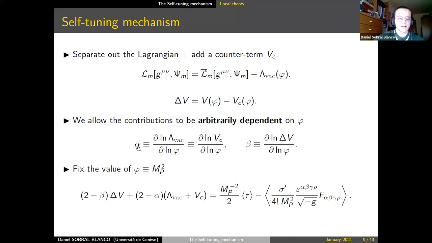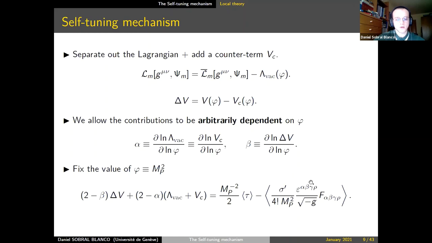So the constraint from the variation with respect to the Planck mass will take this form here, where we have this, which now depends on these parameters, and has this additional term here coming from the three-form sector. An interesting point here is that even if we have assumed that the functions are arbitrarily dependent on phi, once we fix the value of the scalar, this constraint will always be fixed. So we have a constraint for each value that we choose for the scalar field.